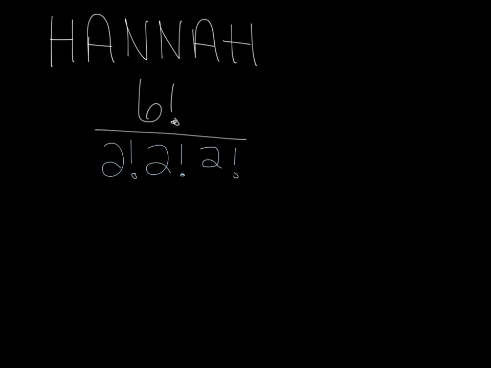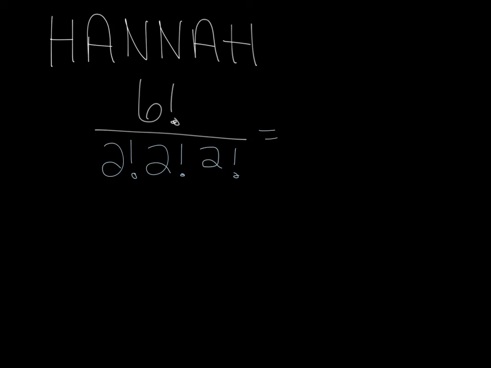So let's look at Hannah. Hannah has 1, 2, 3 sets of letters that repeat. The H repeats, the A repeats, the N repeats. So we count how many letters. 1, 2, 3, 4, 5, 6. That's always the numerator. So 6 factorial over, she has 2 H's, so that's 2 factorial. She has 2 A's, that's another 2 factorial, and she has 2 N's, which is 2 factorial.